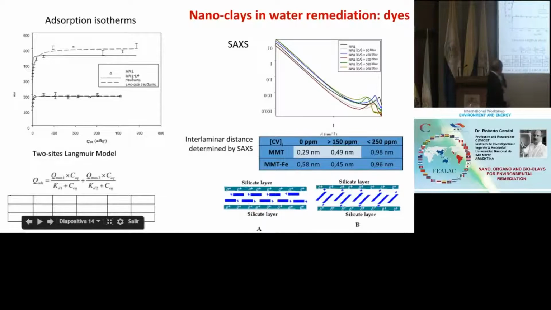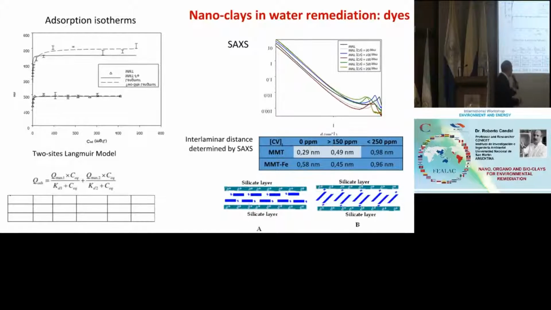You can make a model, and it is interesting because, if you want to play, this is physicochemistry by small-angle X-rays. You can see how the interface is measured, and we observe in the presence of violet two behaviors. At low concentrations, it increases the interlayer from 0.29 to 0.49 nanometers, but at higher concentrations it passes to 0.98 nanometers, which is a dimer. Now in the interlayer there is the absorption of this dimer. This is explained with a model.